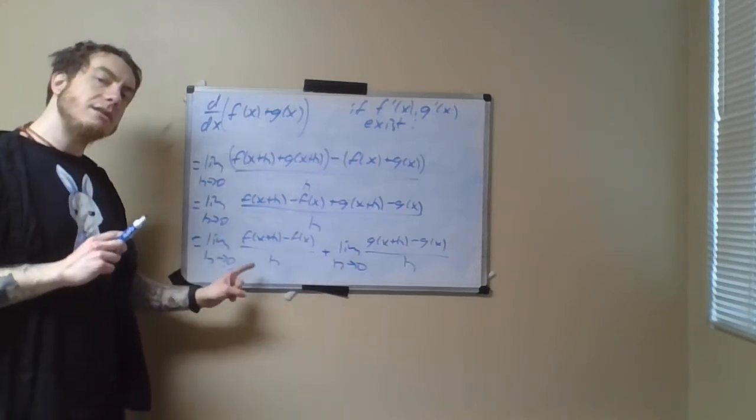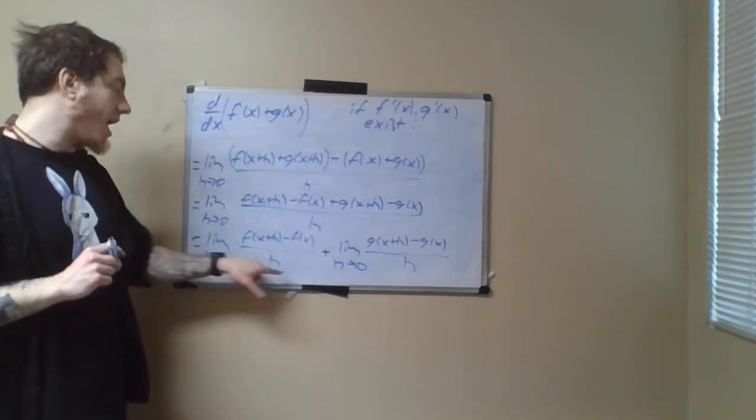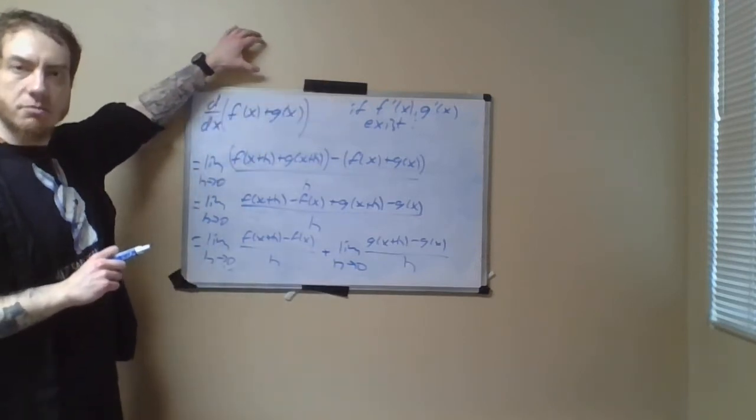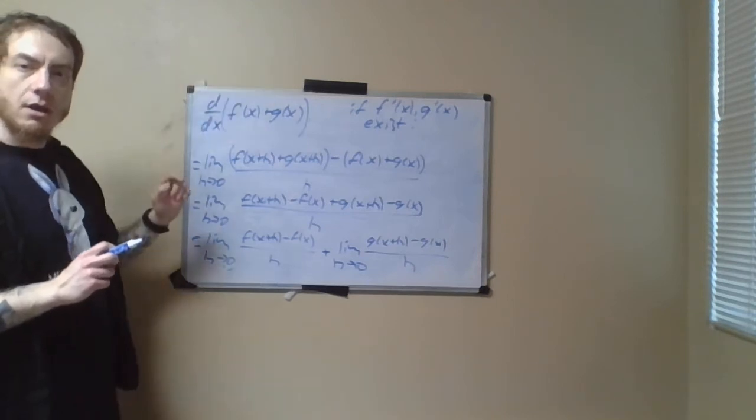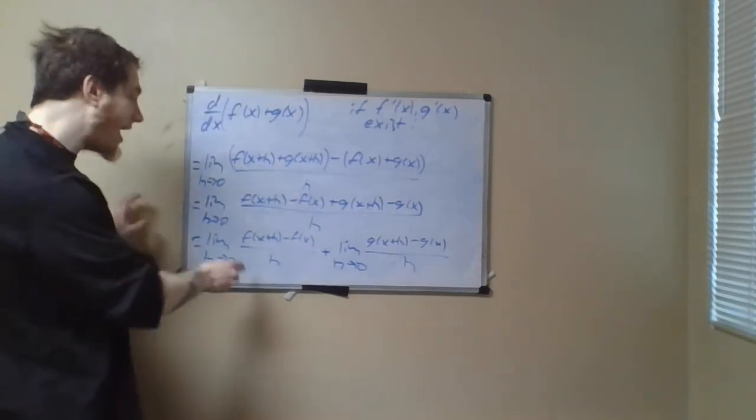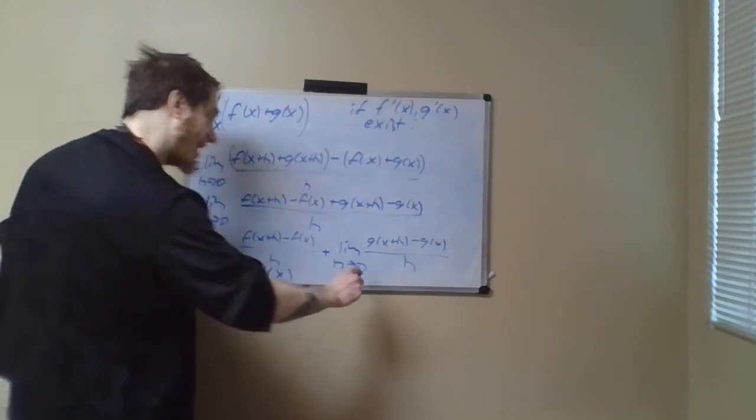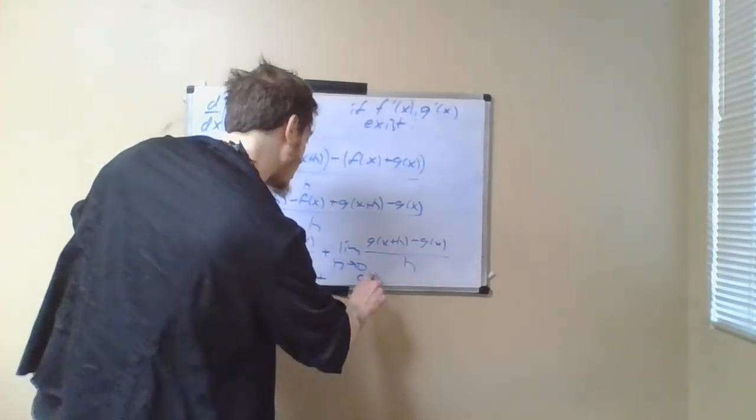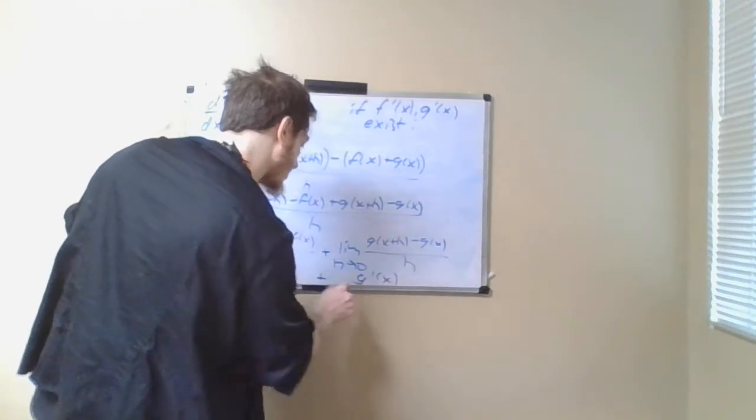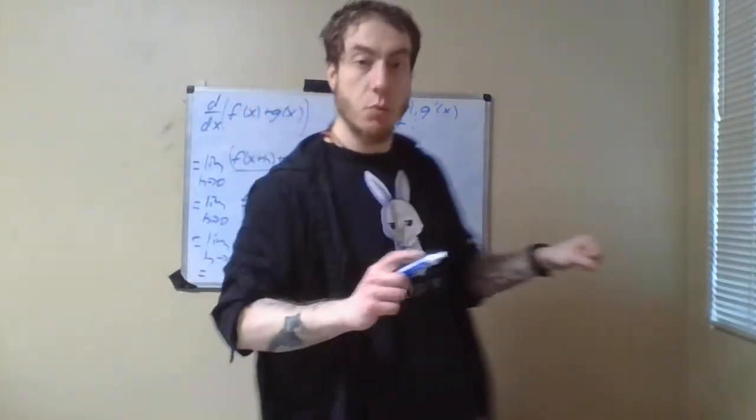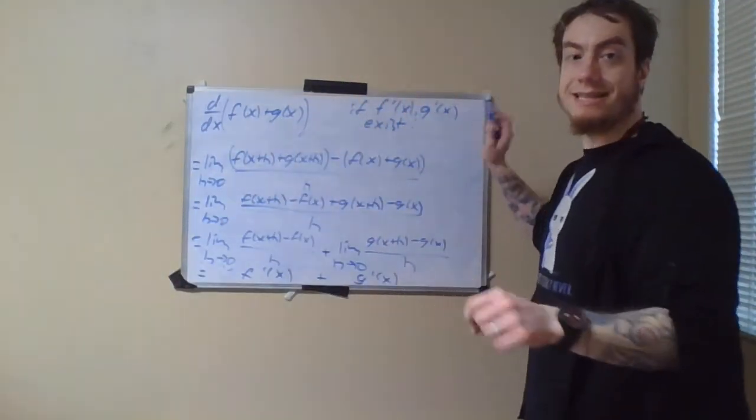But can you see why these limits exist? Take a minute to think about why each of these limits separately exists, and think about what we assumed in this problem. So hopefully what you notice is that actually this limit here is just f prime of x, and this limit here is just g prime of x. There we go, g prime of x. And that is why they exist. We assumed from the beginning that these exist.